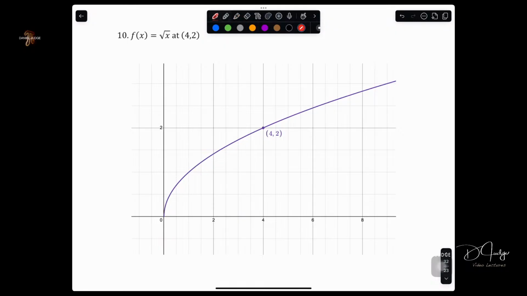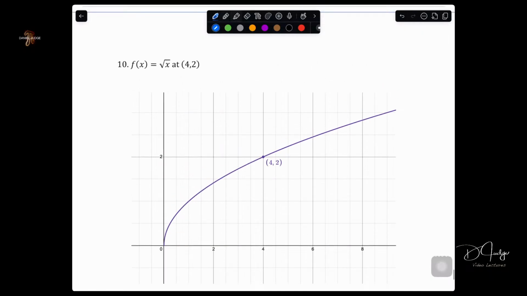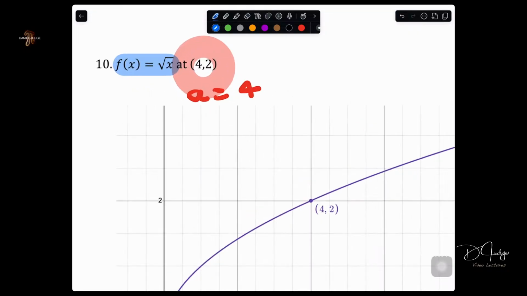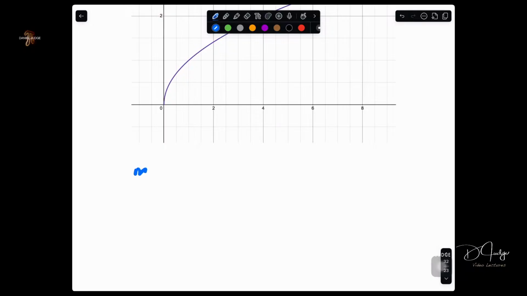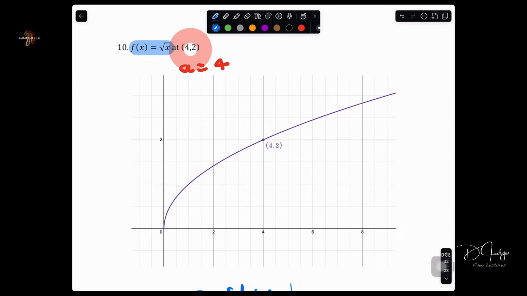Number 10. They want the equation of the line tangent to the curve at the location (4, 2). So we need m tangent at this point. And this is now a, which is 4 here. Okay. And your function now is going to be the square root of x. So let's use that definition of m tangent. M tangent is f prime of x evaluated at x equals 4. That's your a value.